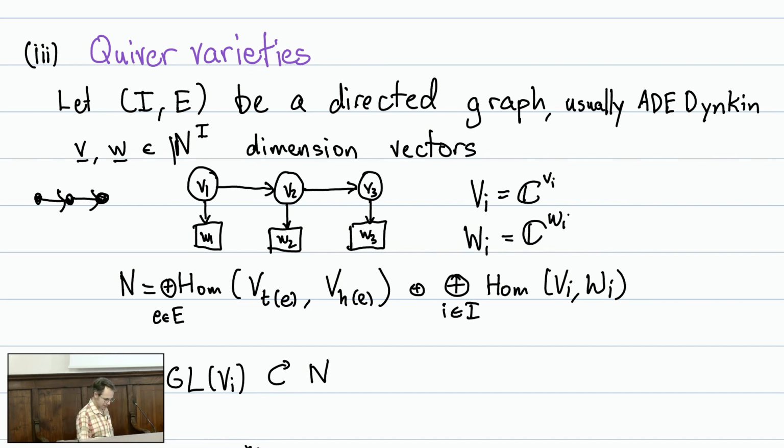And there's an action of a group G, which is simply the product of the GLs of the V_I's. Of course, the GLs of the W_I's act as well, but that's the whole point: I'm not going to consider the action of GL of the W_I's, just of the V_I's. That's why the W_I's are in boxes. So this product of the GL of V_I's acts on N, in the obvious way. Each one of these linear maps will get conjugated, or post-composed, or pre-composed as appropriate by the corresponding element of G.